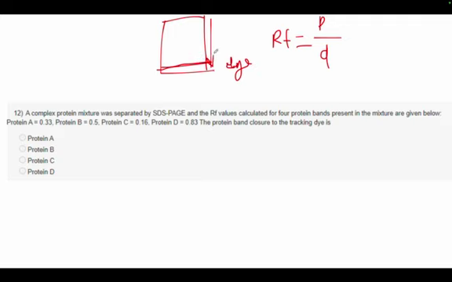The protein is further away from the dye front, Rf value will be less. Right? So this is the distance traveled by the dye. This is my protein. This is the distance traveled by the protein. So the protein band closest to the tracking dye would be the protein band with the highest Rf value. So here if you arrange it in order, it will be D, B, A, C, right? Because C has the lowest Rf value. So the one which has traveled furthest is protein D.